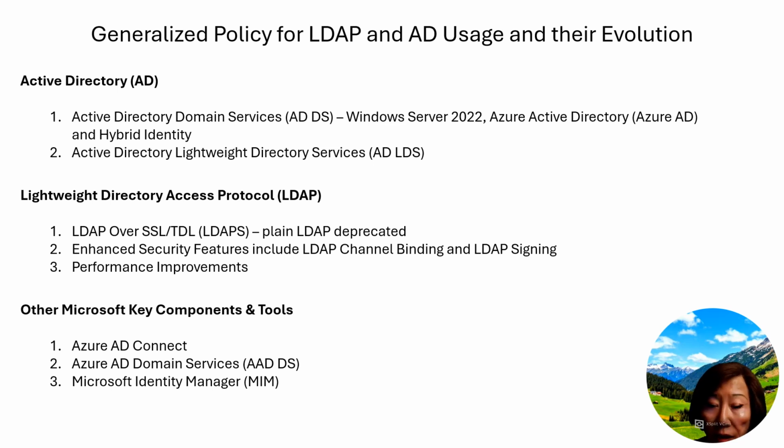The third one is called Microsoft Identity Manager, MIM. MIM helps manage user identities, credentials, and access rights across multiple systems, integrating with both on-premises ADDS and Azure AD. So these different acronyms, they refer to different things. Hopefully this can help you refer to them if you want to Google them and find more information about each of them.